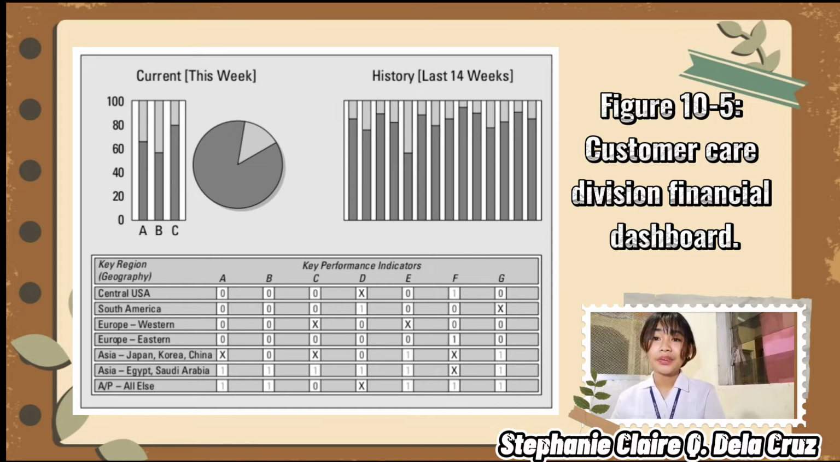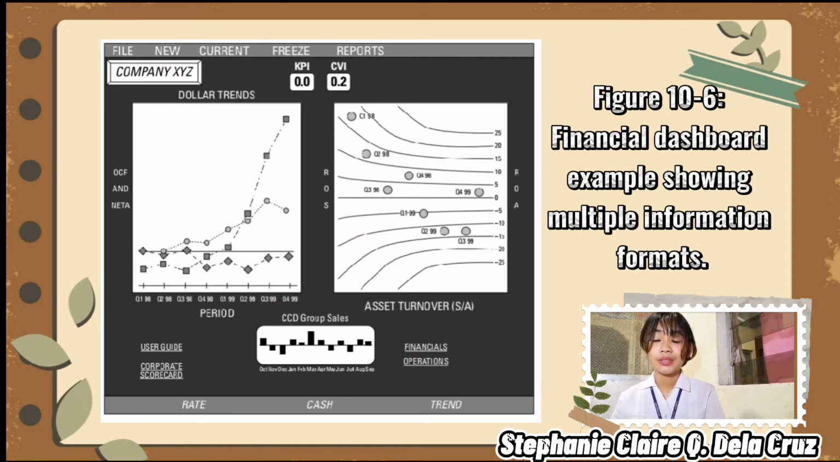Lastly, figure 10-6. This is the most outstanding financial dashboard among the 4 figures given. As you can see, this dashboard uses tachometer, fuel gauge, and speedometer graphics to display numerous financial information for the management to better understand the entire financial and also operational picture of the company.